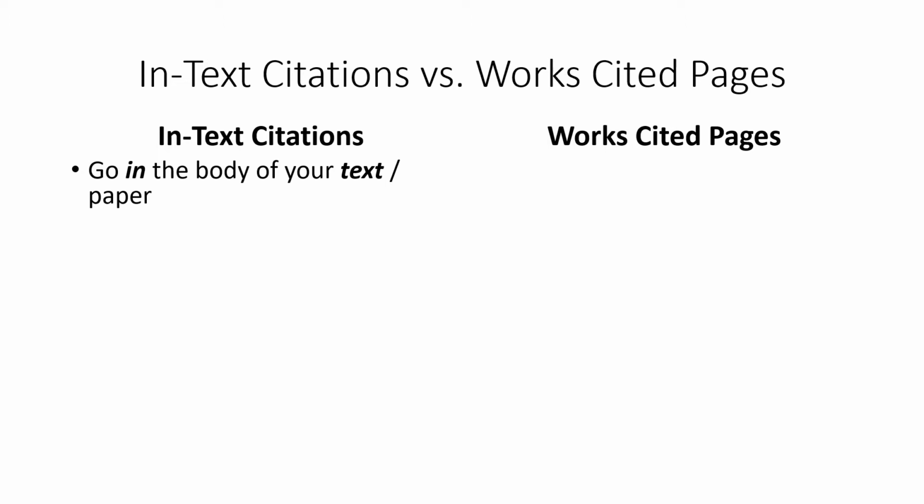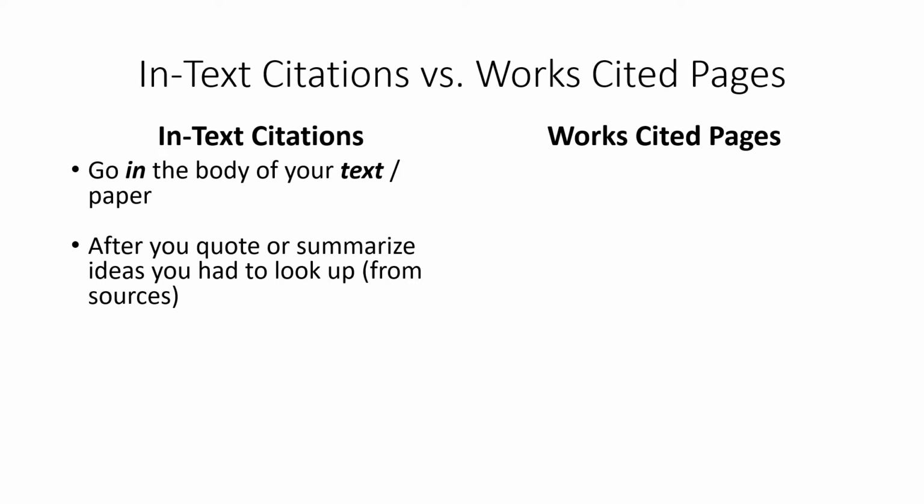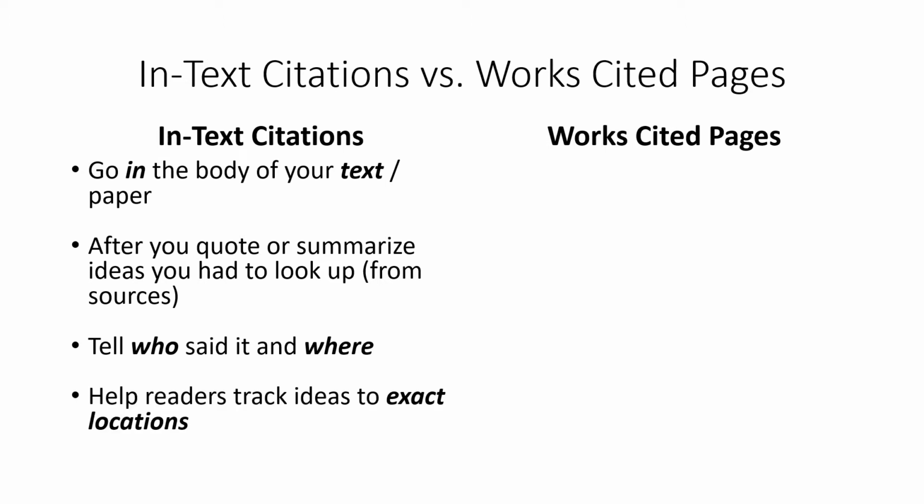In-text citations go in the body of your text or paper. You use them every time you summarize, paraphrase, or quote ideas that you had to learn from an outside source. These on-the-spot citations add valuable information about who said the ideas you just summarized or quoted and where they said them. Readers use this information to track down the info and verify that you told them the right things.